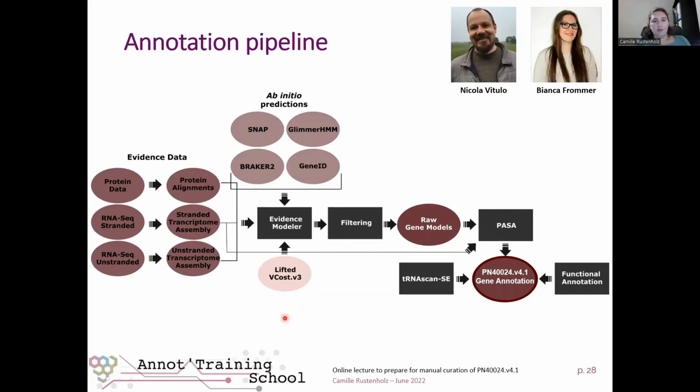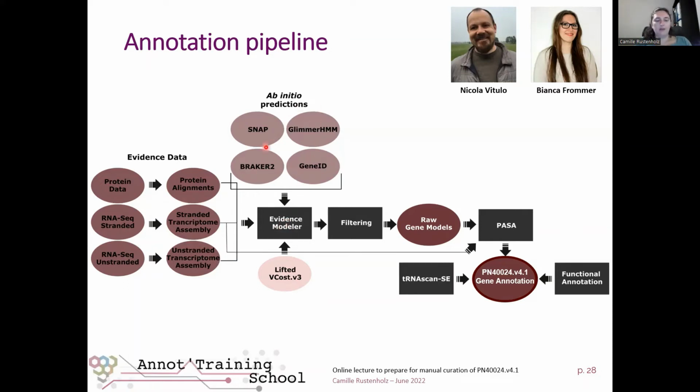So the annotation pipeline was designed by Nicola Vitullo and Bianca Frommer in the frame of the INTEGRAPE cost action. They decided to base their pipeline on the software called Evidence Modeler, which uses all kinds of different pieces of evidence to feed the prediction model. As I told you, we transferred the VCOST V3 annotation version onto the V4, and we used that as evidence to feed Evidence Modeler. They used protein data that were aligned onto the genome, and RNA-Seq that was stranded or unstranded. They assembled transcriptomes, and they used all these biological evidences to feed the model of Evidence Modeler.